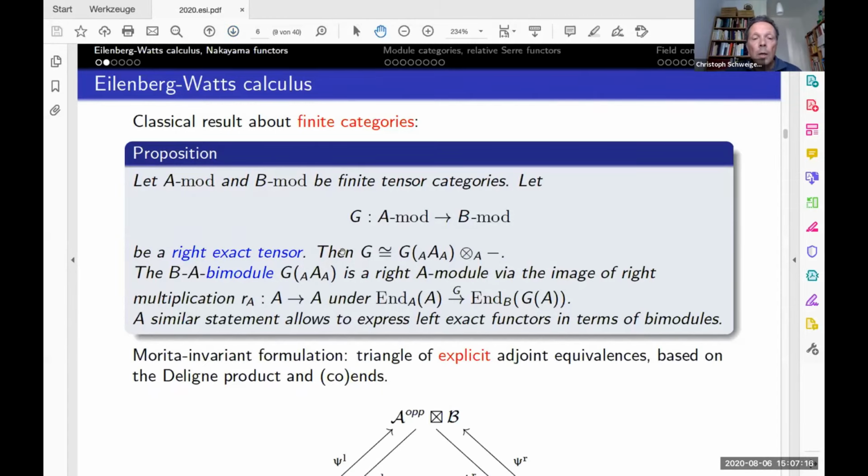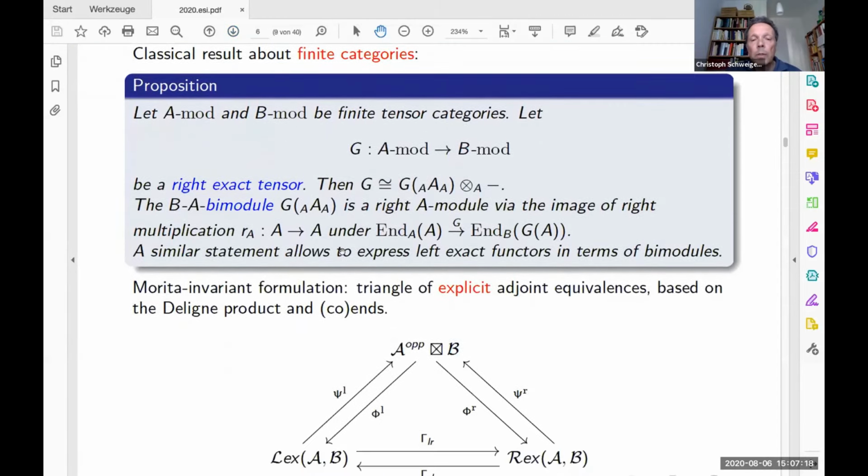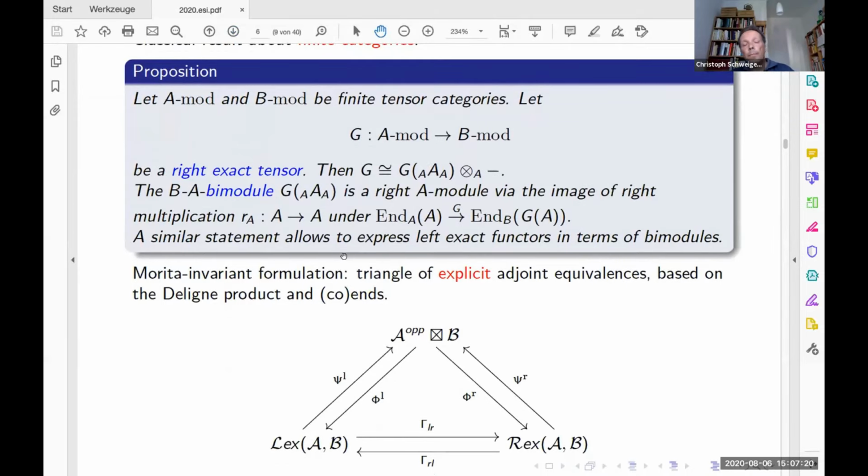Okay, now in the first part, I want to explain to you how to phrase this Eilenberg-Watts theorem in a categorical way. And what I want to do is relate left exact functors, right exact functors, and bimodules. And these bimodules are described in terms of the so-called linear product of tensor categories.